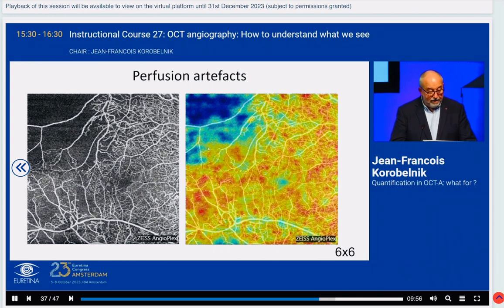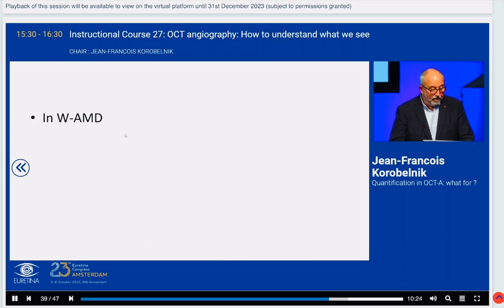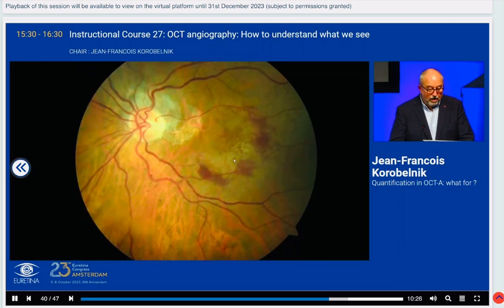Perfusion artifact. Look here, if you look in between those two vessels, it is obviously poorly perfused, but as there is some gray, for the quantification, it looks like it is good perfusion. So that's another mistake. And it's even more visible when you go wider. You see in that area, it looks okay, but it's not okay at all when you look at the image black and white.